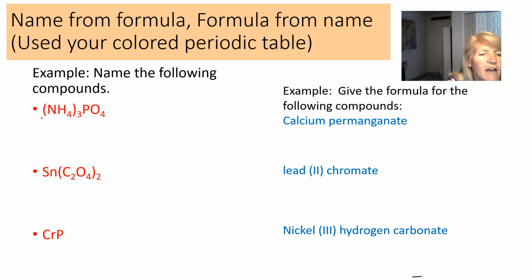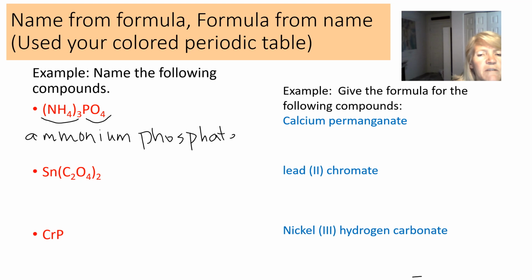Here we have NH4, okay? And let's start by just naming that. That's a polyatomic, and that's called ammonium. And you know that just by looking at your polyatomic list. And then the next piece is also a polyatomic ion, and that's called phosphate. So this compound is ammonium phosphate. The subscript is not part of the name. Don't worry about that. We don't need that in the name.